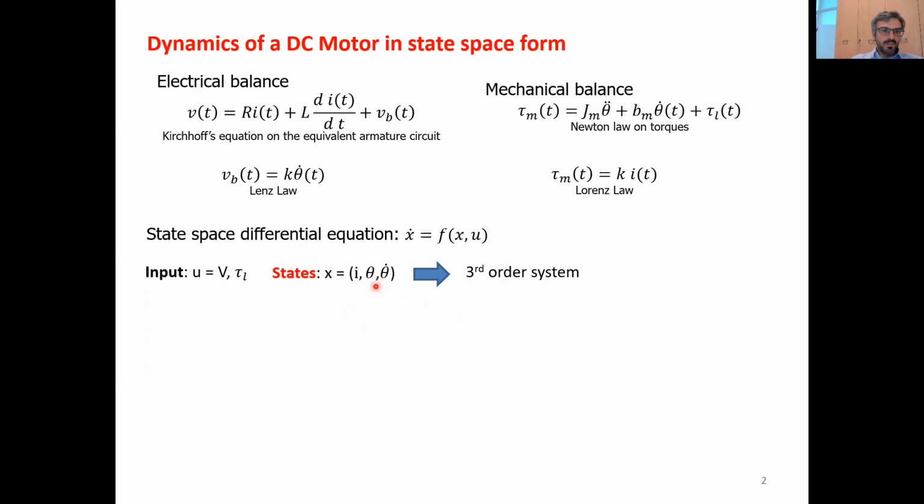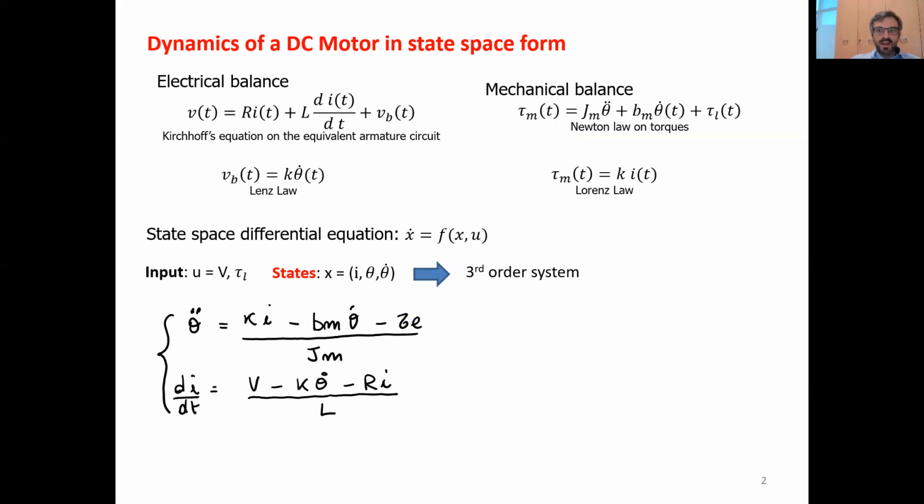We have velocity, position, angular velocity, and current. These are related to the mechanical dynamics, that is second order, and this one is related to the electrical dynamics, that is first order. Together, they make a third order system. And if you work out the acceleration from the mechanical balance in the current, I don't like to put I dot, so I explicitly say di over dt. From the electrical equation, I get these two expressions.